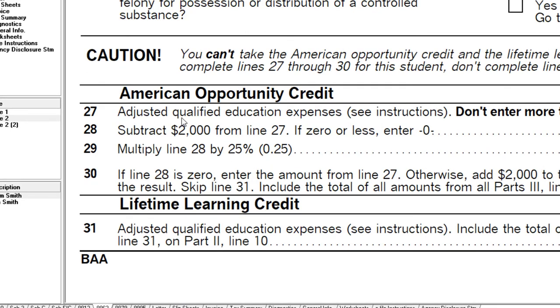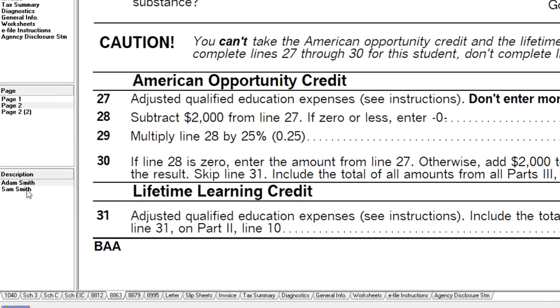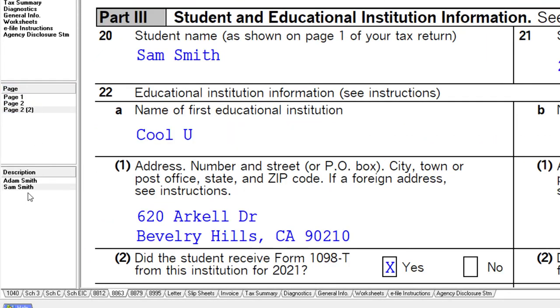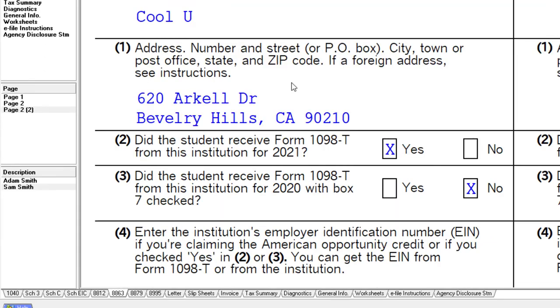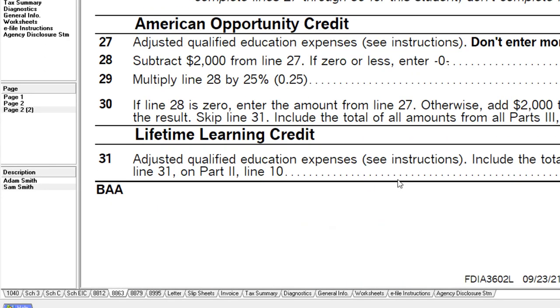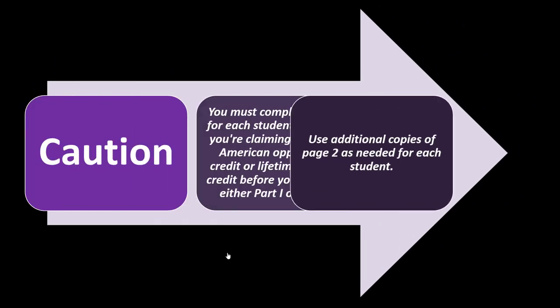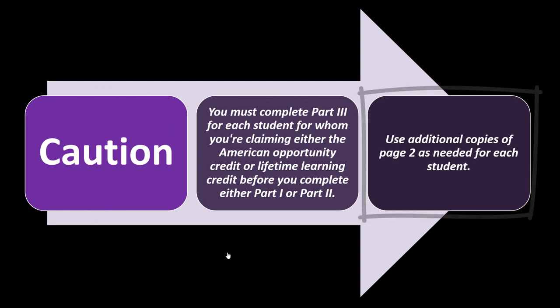So this first one, we've got qualifying for the American Opportunity, and then the second one, which is going down to our other item here, which is the dependent, is qualifying this time for the Lifetime Learning for that individual given the circumstances we put in play. So then use additional copies of page 2 as needed for each student, as we saw.